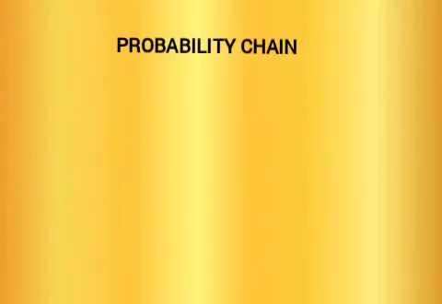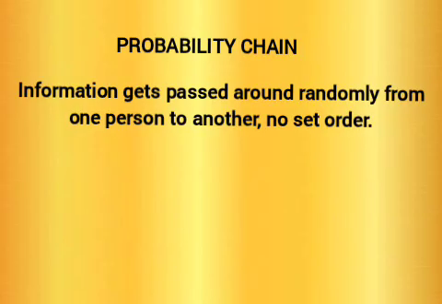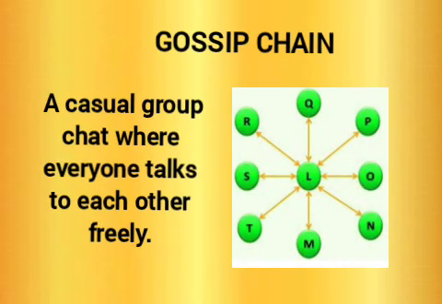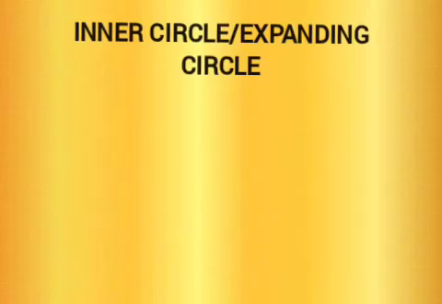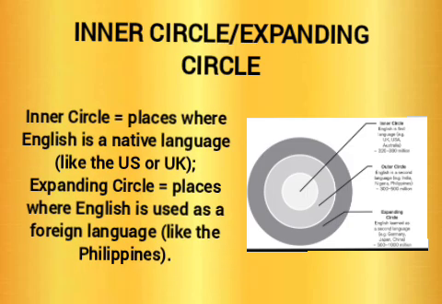Probability chain. Information gets passed around randomly from one person to another, no set order. Gossip chain. A casual group chat where everyone talks to each other freely. Inner circle, expanding circle. Inner circle equals places where English is a native language, like the US or UK. Expanding circle equals places where English is used as a foreign language, like the Philippines.